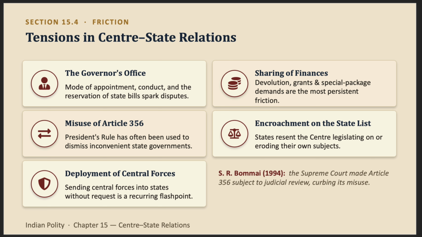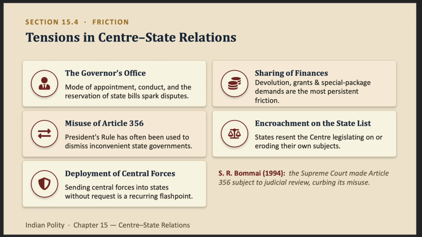Exactly. The court can examine the material the president relied upon. If the court finds the center used Article 356 arbitrarily or maliciously, it has the power to strike down the presidential proclamation and actually restore the dismissed state assembly and government. Wow. That fundamentally changes the risk calculation for the center. Completely. You cannot just dismiss a state government on a whim if the Supreme Court can publicly reverse your decision and reinstate your political rivals.